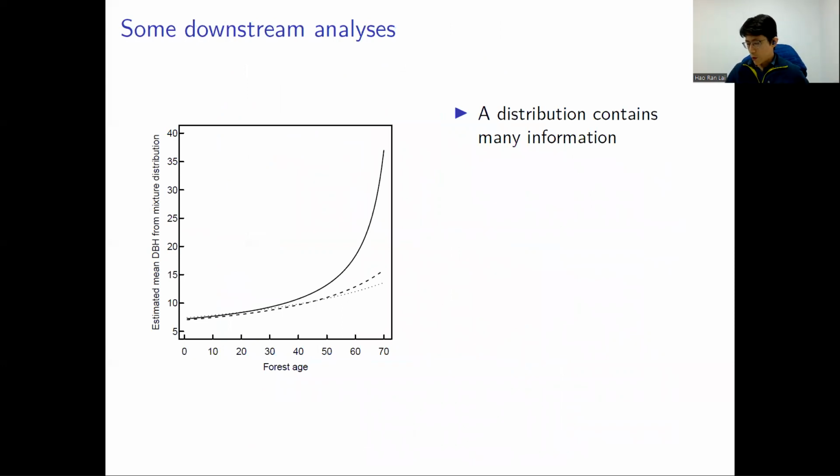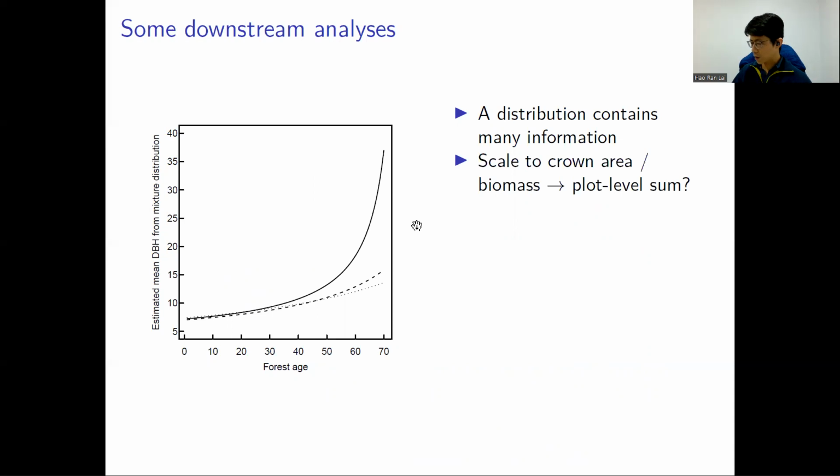With a distribution, we can further look at various aspects of the distribution, for example, the mean, variance, and skewness. If we look at the estimated mean diameter from the mixture distribution and plot that across forest age, we see an increase. And wetter sites, the solid line, tend to increase more rapidly, perhaps not very surprisingly. So this is just an example of what we can extract out of a distribution.